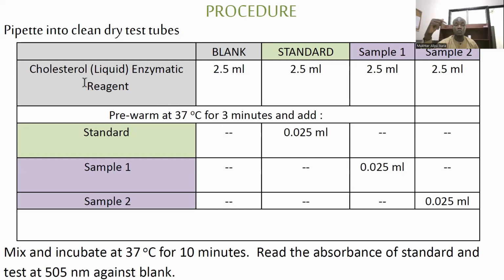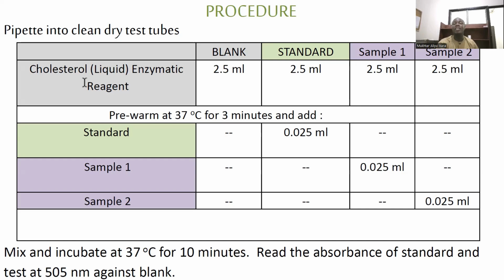In the test tubes, you take your enzymatic reagent, that is your kit. You add 2.5 ml in the blank, in the standard, in sample 1, and in sample 2. After you pre-warm the cholesterol enzymatic reagent at 37 degrees centigrade for 3 minutes, for the test tube containing the standard, you take 0.025 ml of the standard, that is cholesterol in ethanol.